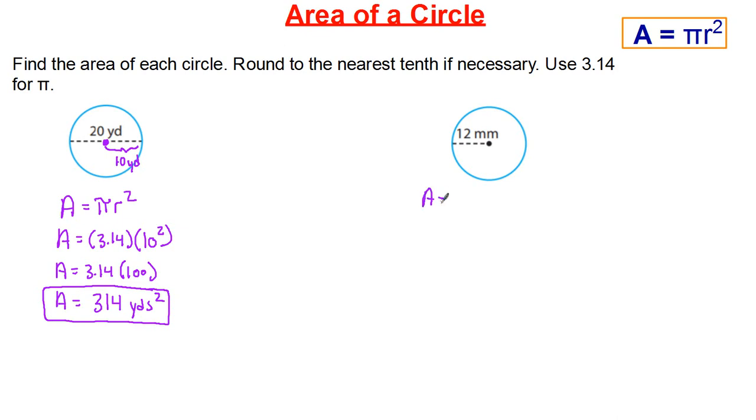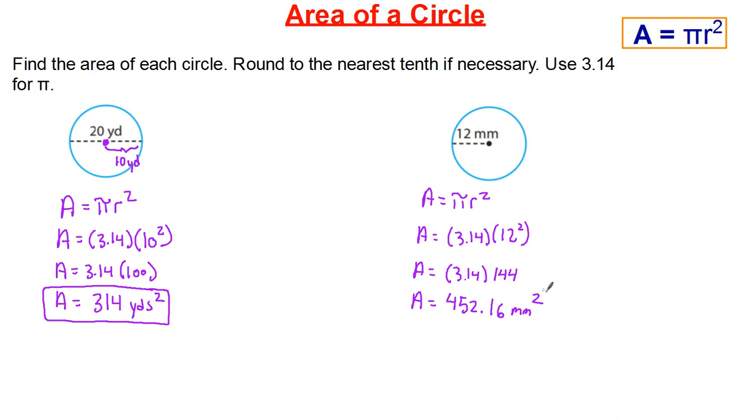All right, let's try it for this. Area is equal to pi r squared. So I'm just going to go ahead and notice that it's giving me the radius, not the diameter. So area is equal to 3.14 multiplied by r squared, which is going to be 12 squared. So now it's just 3.14 multiplied by 144. Okay, 12 times 12 is 144. Now 3.14 multiplied by 144 is going to give us a value of 452.16, and that's millimeters squared.